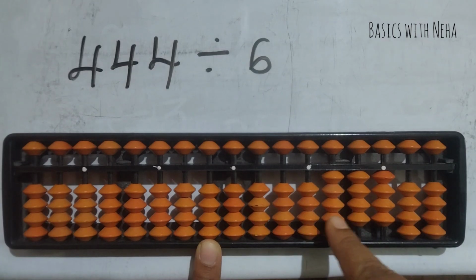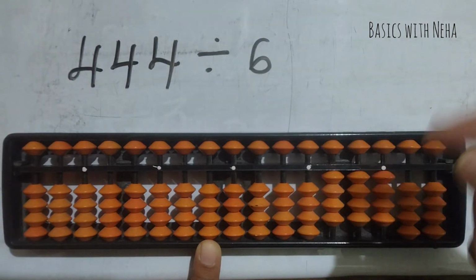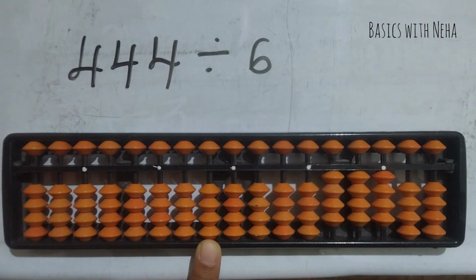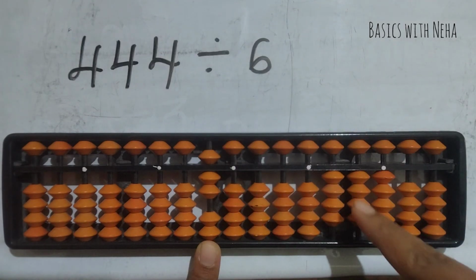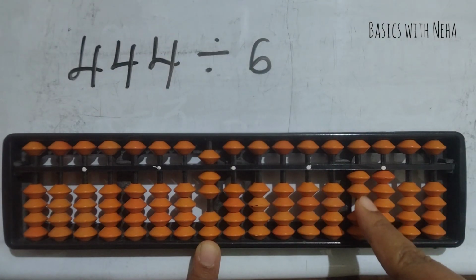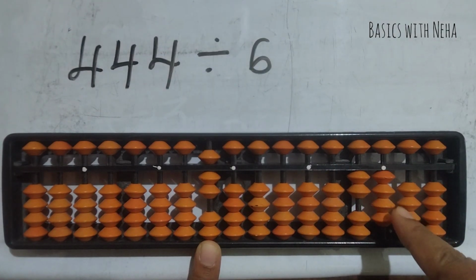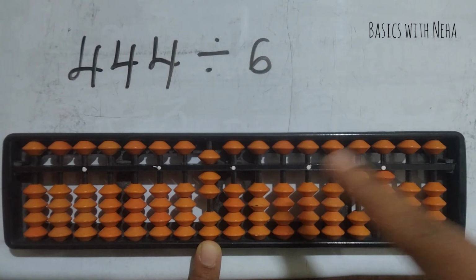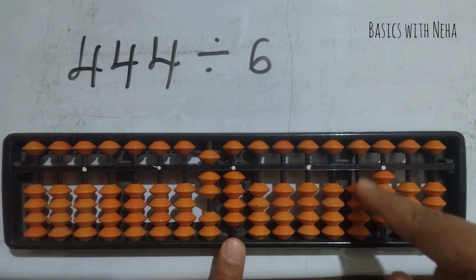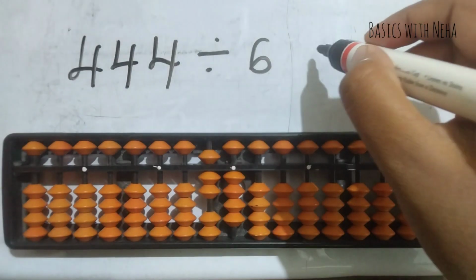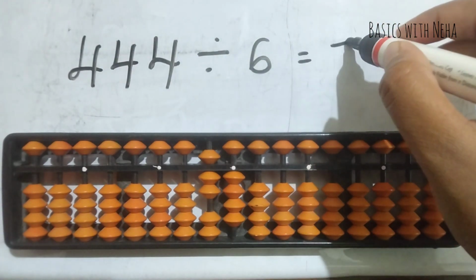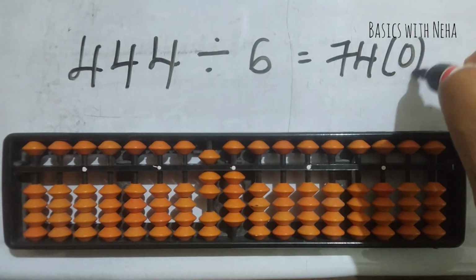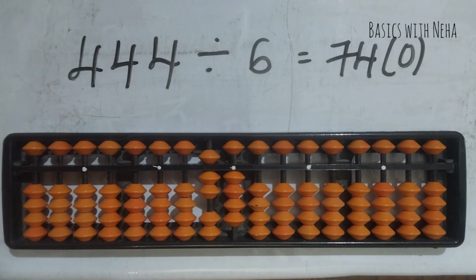So we have to check if 44 goes in 6 times tables or any less number. 6 7s is 42. I can take 7 times and remove 42. Again 2 is smaller than 6, so I'll take both the numbers. It is 24 now. 6, my answer will be in the ones place. 6 4s is 24. Then my answer is 74 with remainder 0.